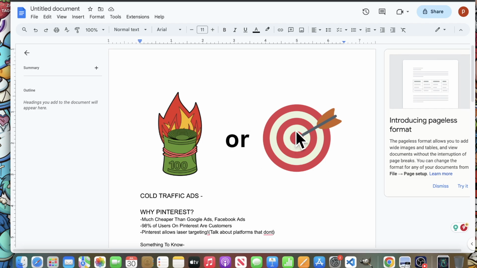You see these two photos here? These are the only two strategies that are included within Pinterest specifically for advertising to cold traffic, okay? You have the burning cash strategy, and you also have the laser targeting strategy. There's only two strategies. Immediately, some people, when they hear the word burning cash, think one is better than the other. They think the burning cash one might sound bad.